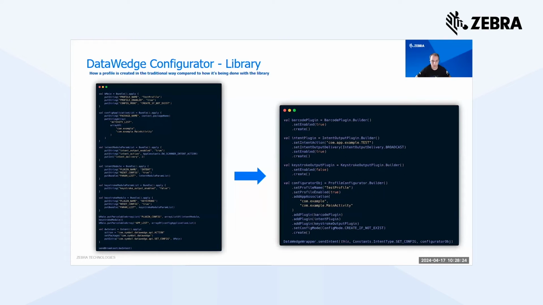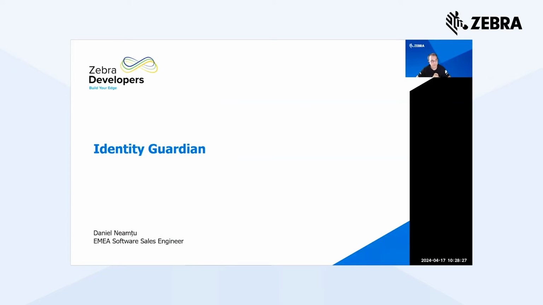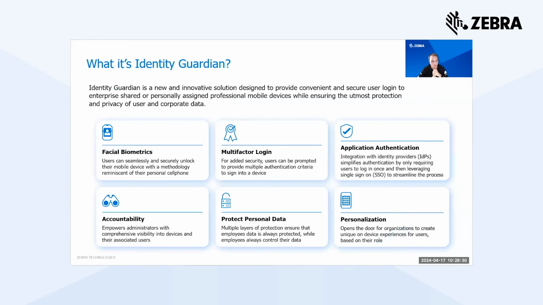And now we will go to Identity Guardian. So Identity Guardian came out this year, so it's really fresh. Came out this year, back in February. It's the newest member of the MDNA family, and Identity Guardian is essentially a solution that will allow users to easily authenticate on all devices by using multi-factor authentication and by leveraging facial biometrics.